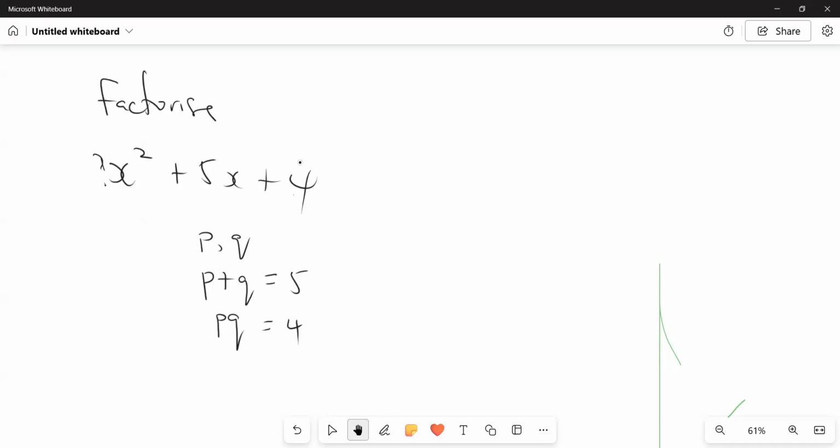As of now, PQ must equal the number at the end here. And that shouldn't be hard, right? Could you tell me the two numbers? Could you think of two numbers? What can P be and what can Q be?